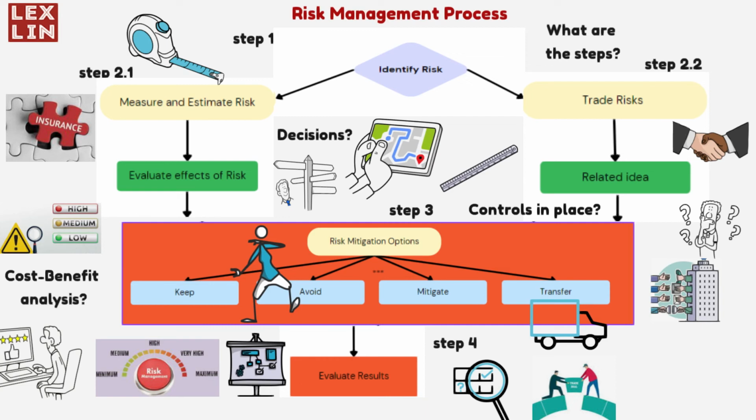And if it's not, go back to risk mitigation, decide maybe instead of avoiding the risk, mitigate the risk yourself. Instead of transferring the risk, you handle the risk yourself. So this is a risk management process. It differs from company to company, but key things: identify the risk, evaluate the risk, mitigate the risk, evaluate the results.